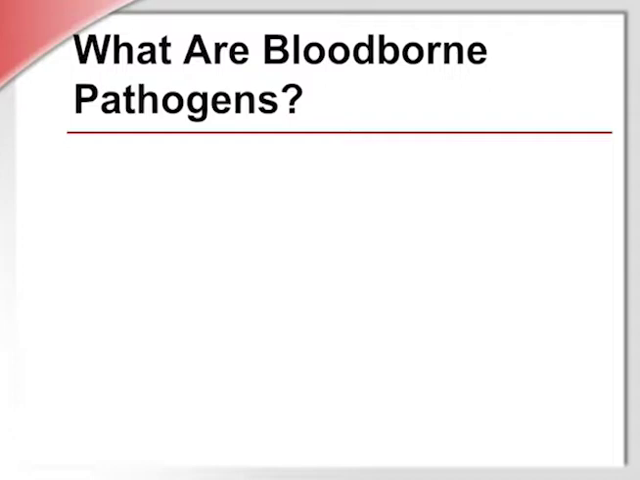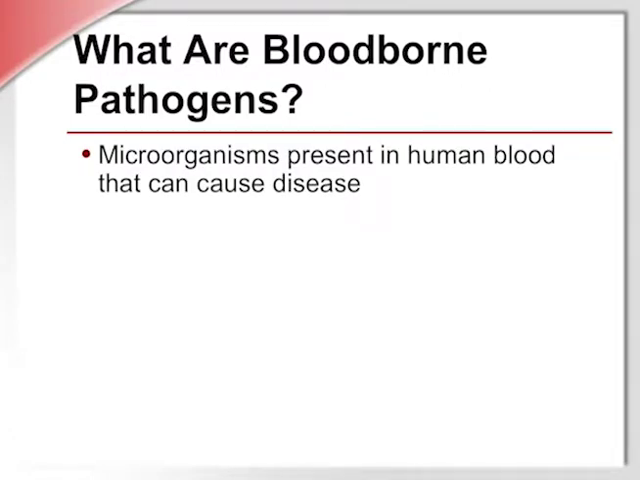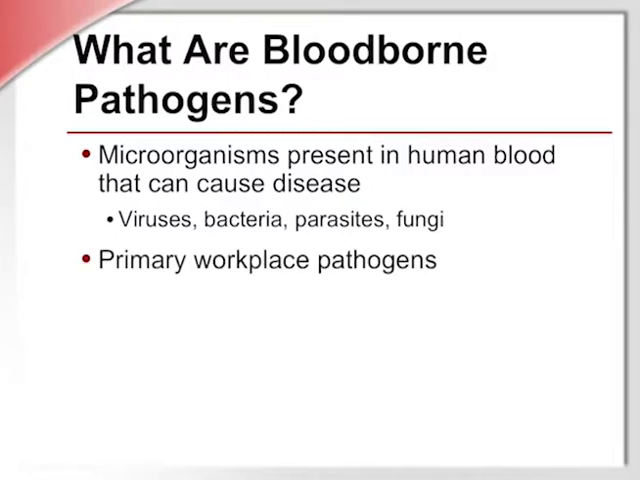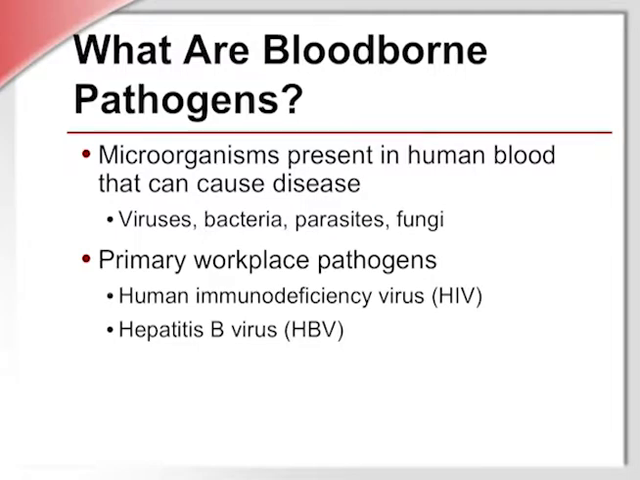What are bloodborne pathogens? Bloodborne pathogens are defined by OSHA as microorganisms present in human blood that can cause disease. These microorganisms include viruses such as hepatitis and flu, bacteria such as tuberculosis and gonorrhea, parasites such as malaria and trichinosis, and certain fungi. The three primary pathogens found in the workplace are human immunodeficiency virus, or HIV, which causes acquired immunodeficiency syndrome, or AIDS, the hepatitis B, or HBV virus, and the hepatitis C, or HCV virus.